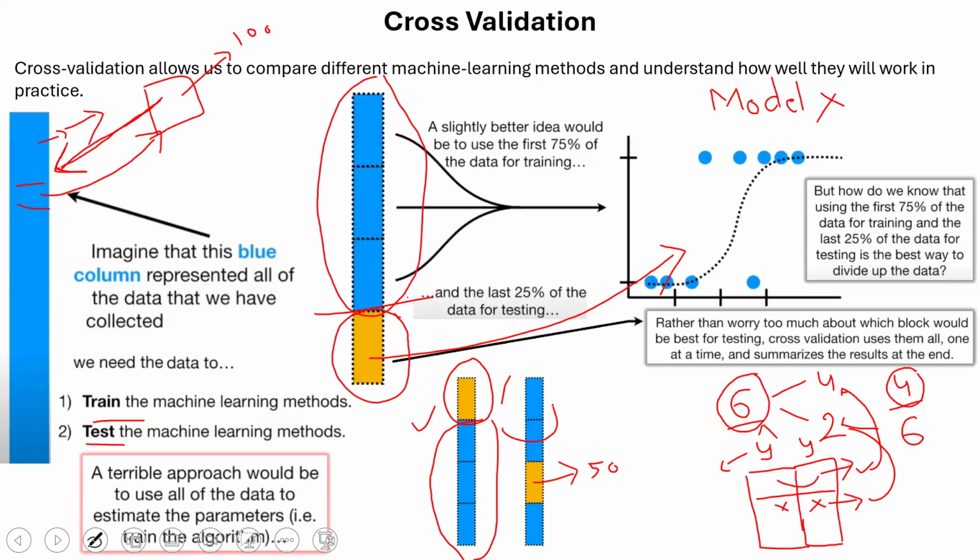So what this cross validation does is, rather than worrying about the splits that we are doing, cross validation will consider all of them, and then summarizes the results.